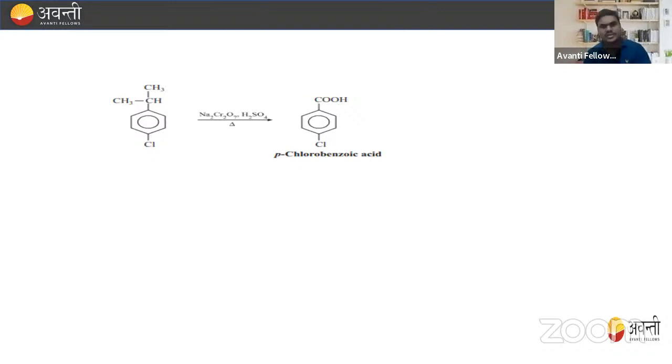So this can also convert this. This is known as parachlorobenzoic acid, right? So acidified sodium dichromate solution can also be used.